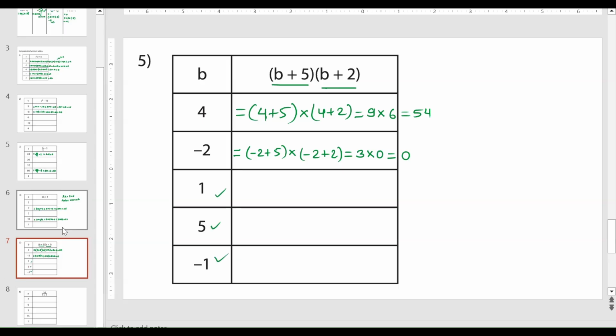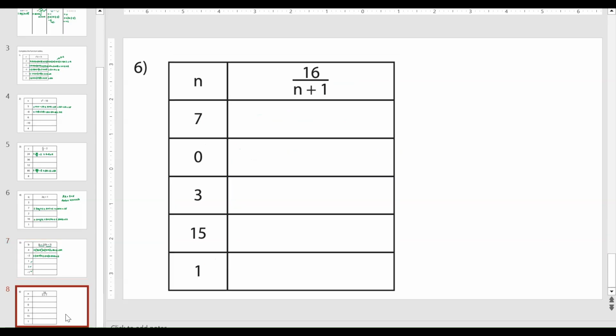1, 5, minus 1. Now we are in the last question. Our expression here is 16 whole divided by n plus 1. Our variable is in the denominator. 16 divided by n plus 1. N is our variable. And variable values are 7, 0, 3, 15, 1. So here also I am going to show you from A and B.